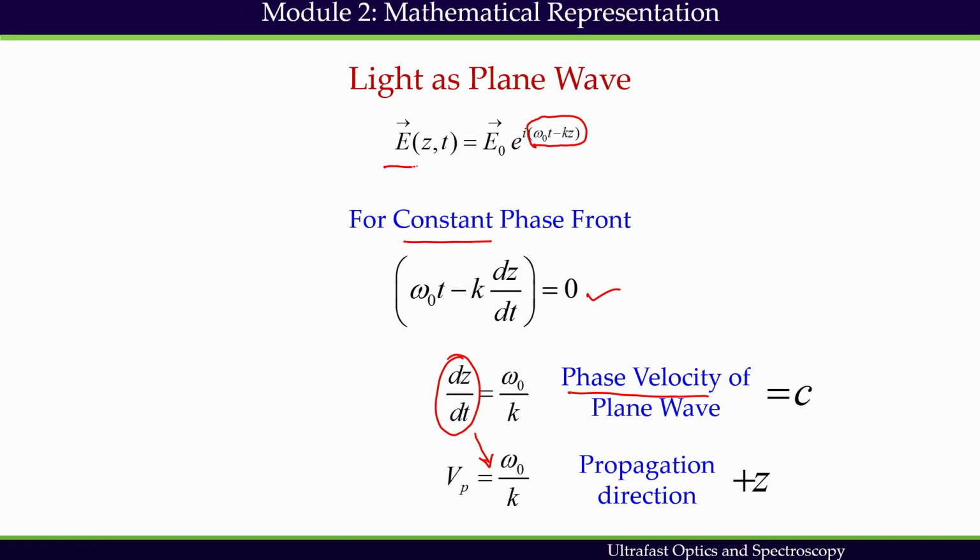That's why the equation given here, the complex representation of the plane wave, E(z,t) equals E naught e to the power i(omega naught t minus kz), represents a plane wave propagating along positive z direction.